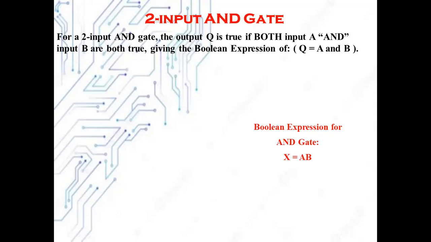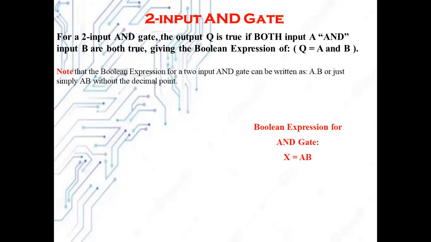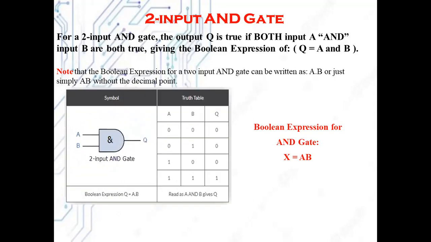So, the given Boolean expression for the AND gate is Q is equivalent to A and B, or X is equal to AB. So, let's remember that we can read it as A dot B, or A and B, or simply AB. Okay? So, here's the truth table of the AND gate. We notice that we have the A and B inputs, and we have the Q, or let's just make it X so that we won't be confused. But it's the same, since they are just variables.